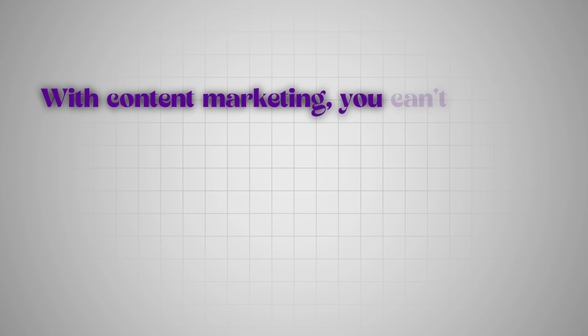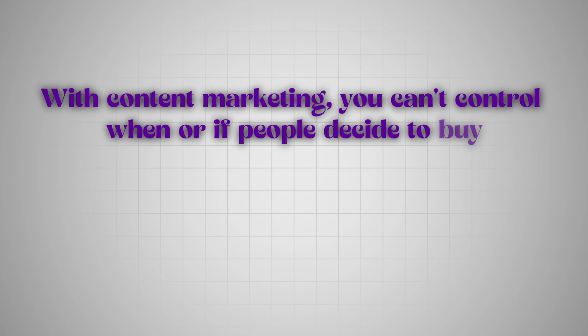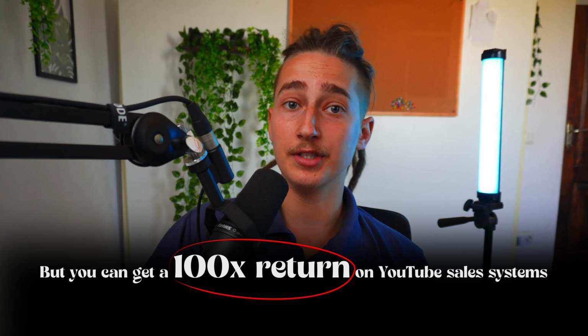With content marketing, you can't control when or if people decide to buy. Maybe your content can slowly build recognition over time, but you can't take your audience and suddenly guide them through purchase decisions. You're just hoping the right people see you at the right time. You can optimize for better educational content, so there's some upside to content marketing, but you're not going to get a 100x return on YouTube education, but you can get a 100x return on YouTube sales systems all the time, and that's exactly why the people who build real wealth know how to reliably turn YouTube views into qualified sales calls. Let me walk you through how that would actually happen.